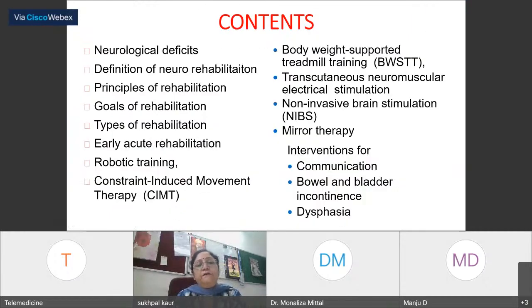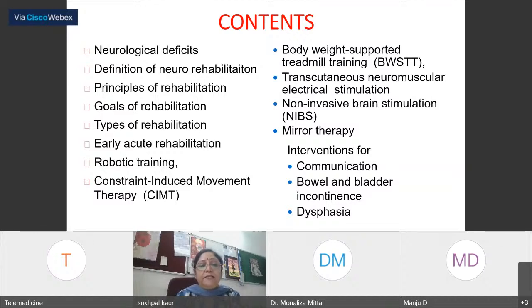So the content I'm going to cover is, I'll be talking about what are the various neurological deficits these patients can develop, and then a bit about the definition, the principles, the goals, and types of rehabilitation. What should be done in the acute condition once the person is just hospitalized and maybe in comatose condition in the hospital. Then I'll be touching upon certain new advances in rehabilitation, specifically to increase the motor power of the patients, including robotic training.